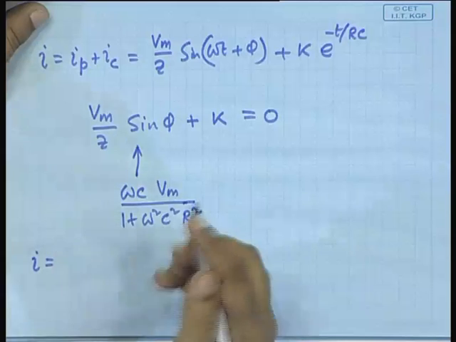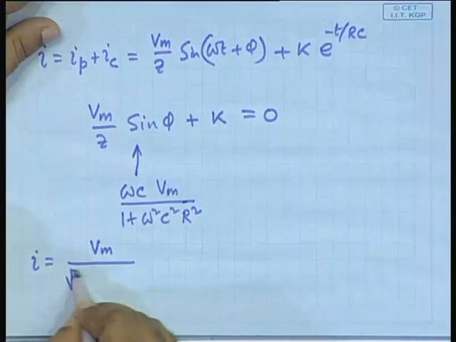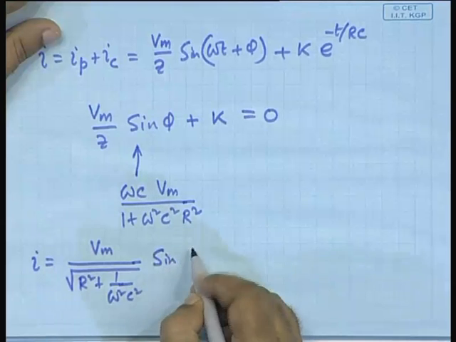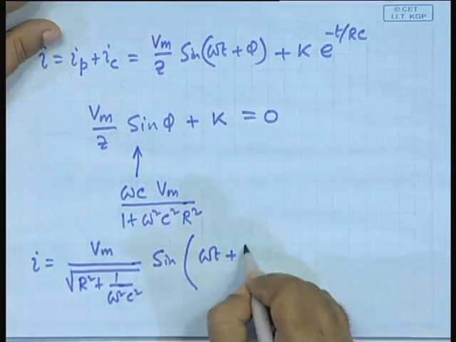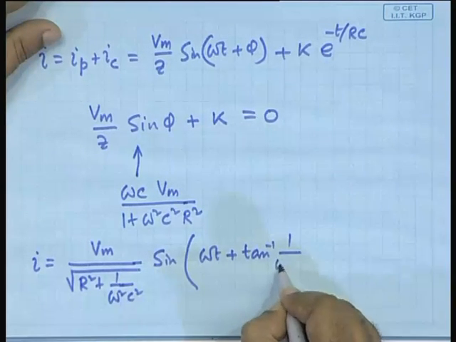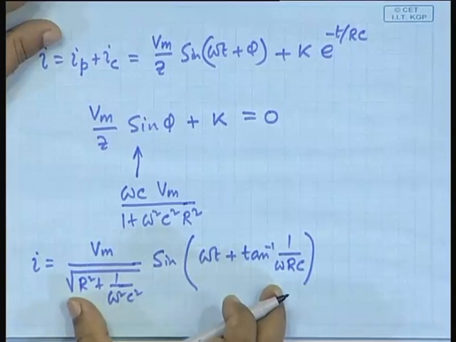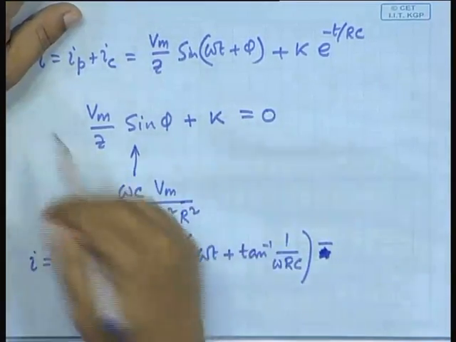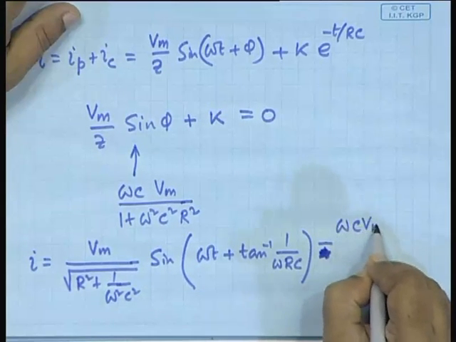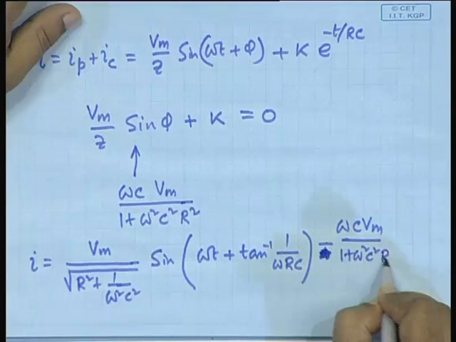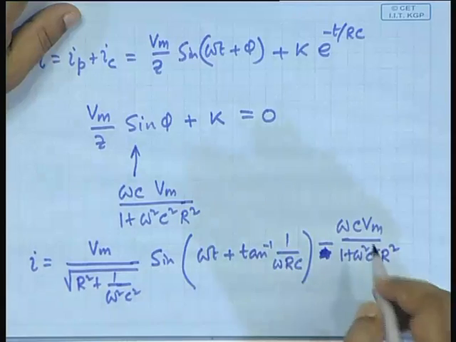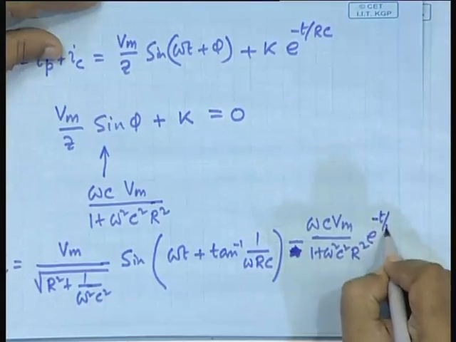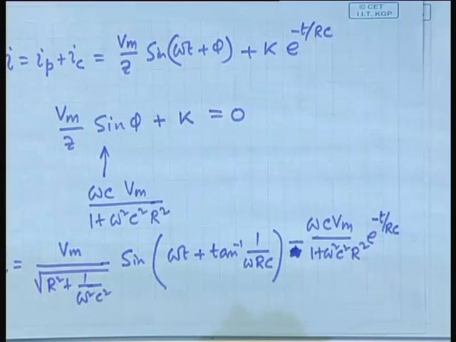And therefore, the actual current, the total current, will be I is equal to I p plus I c, which is V m divided by your Z, which is the square root of R square plus 1 by omega square C square, times sin omega t plus phi, where phi is tan inverse 1 by omega R C. This is the I p part, plus, oh sorry, it will become minus, because k is minus of this: minus omega C V m by 1 plus omega square C square R square, times e to the power minus t by R C. So, that is the total solution.